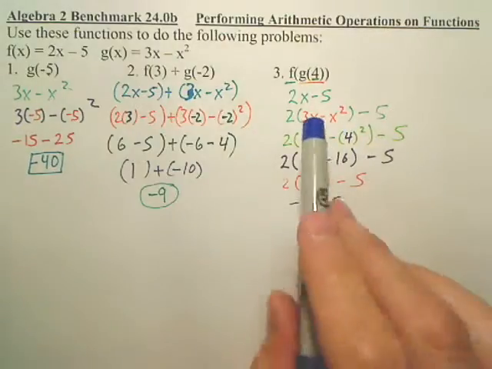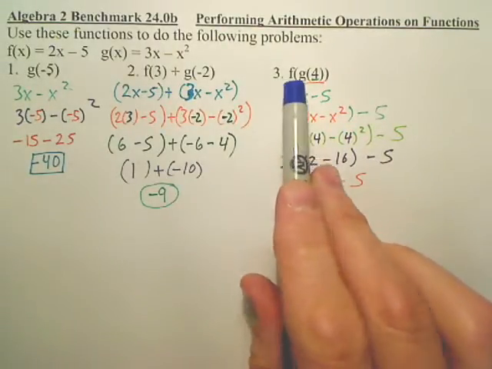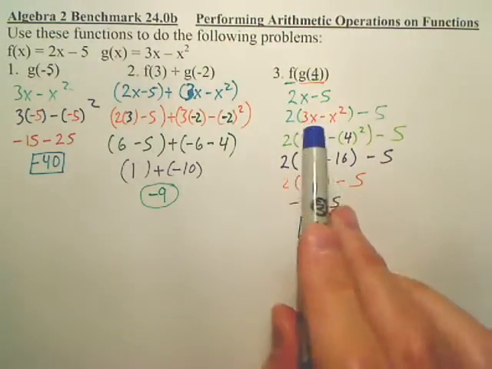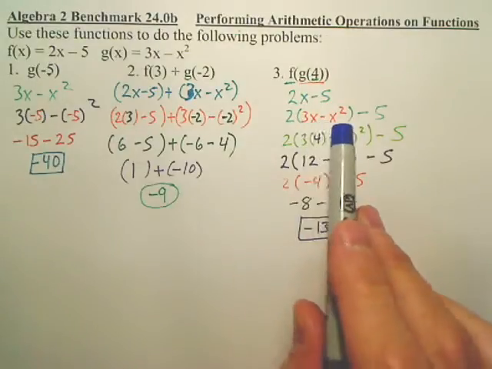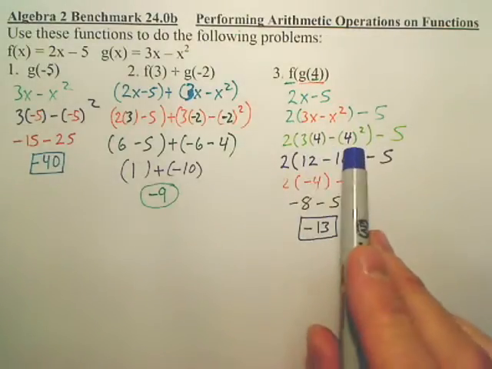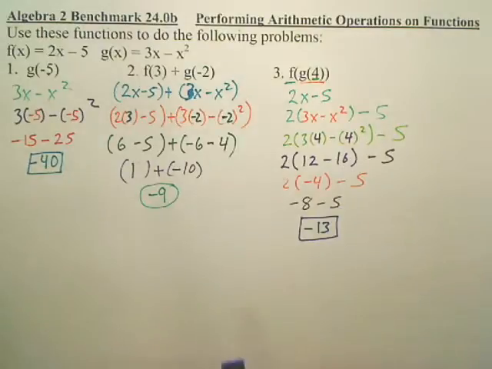Again, this is the most difficult. Again, you take the outer letter, that's f. You replace the x with g. Then you replace the x with 4. Then you simplify. All these problems should end up with a number answer because we're plugging numbers into the function.